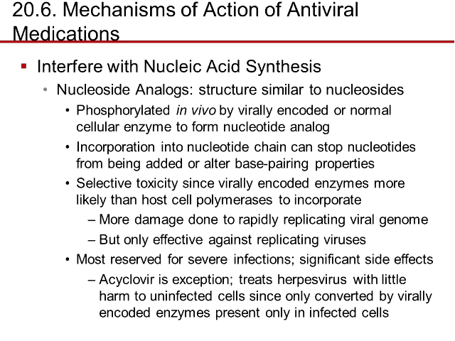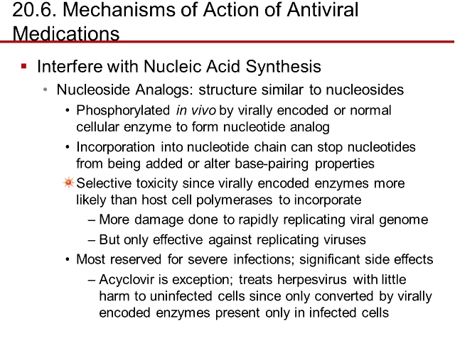Now, we also have interference with nucleic acid synthesis. Nucleoside analogs are structurally similar to nucleosides, phosphorylated in vivo by virally encoded or normal cellular enzymes to form a nucleotide analog. Incorporation into nucleotide chains can stop nucleotides from being added or alter base pairing properties in the virus genome. Selective toxicity occurs since virally encoded enzymes are more likely than host cell polymerases to incorporate them, so there's more damage done to rapidly replicating viral genomes, but they're only effective against replicating viruses. Most of these are reserved for severe infections because they have significant side effects.